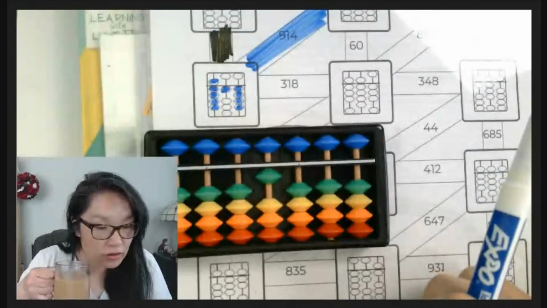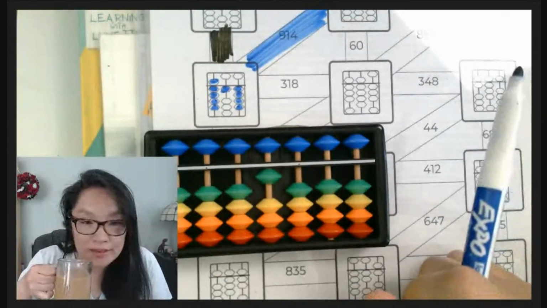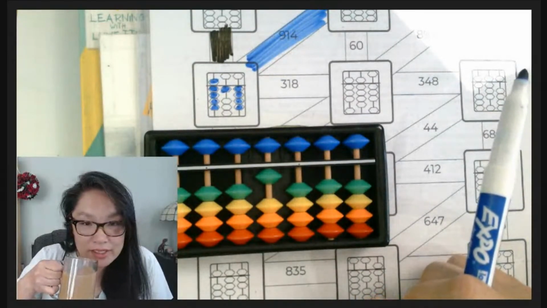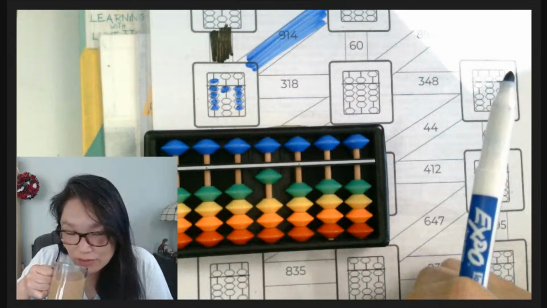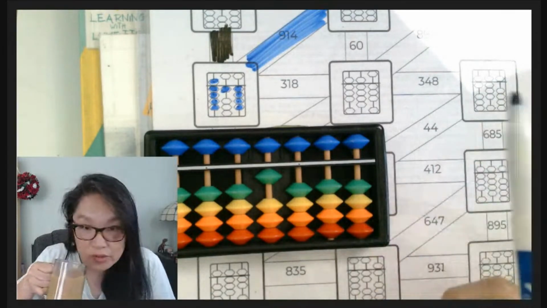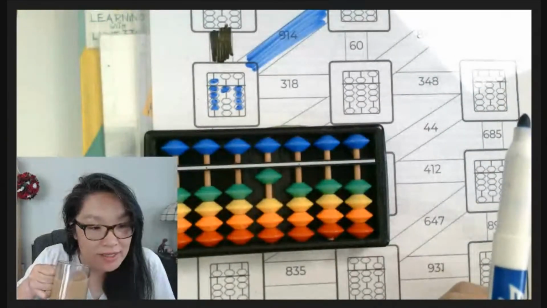Since you're new here, my name is Lynette, and I'm an abacus teacher, and I teach math with an abacus. I've been doing this for 20 plus years. The first thing we need to do is understand how to read the abacus.